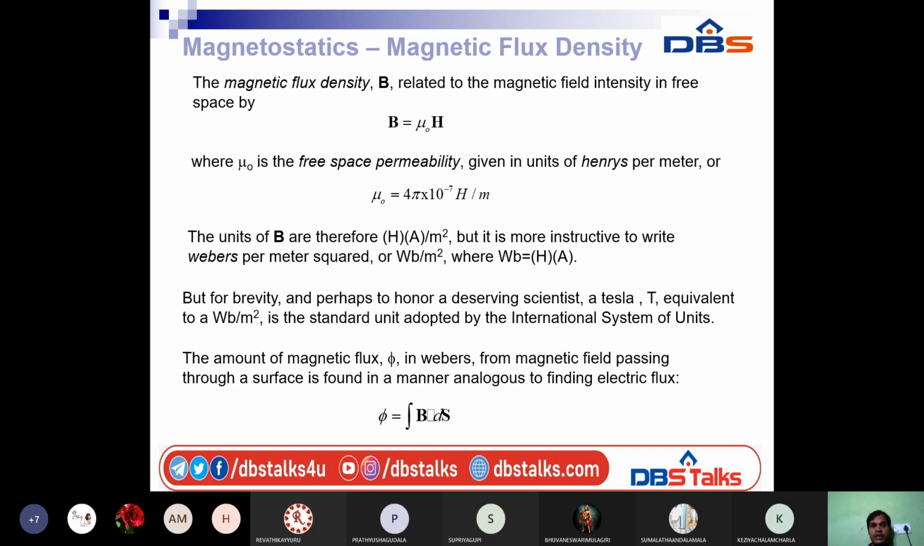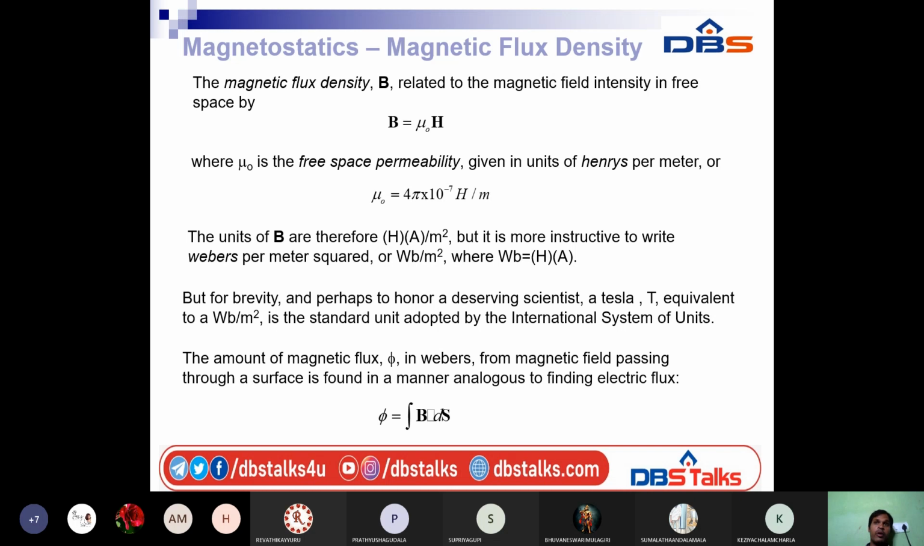Free space permeability is constant. The value is 4 pi into 10 to the power minus 7 Henry per meter. The units are Henry per meter.